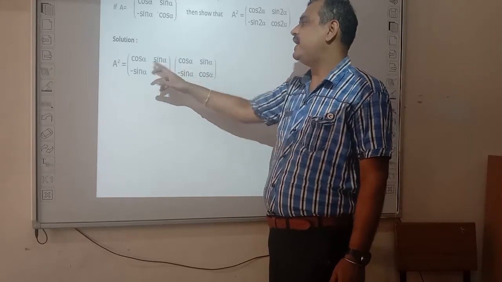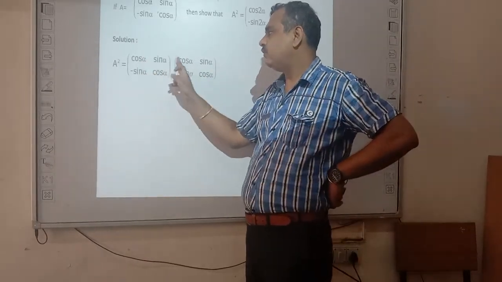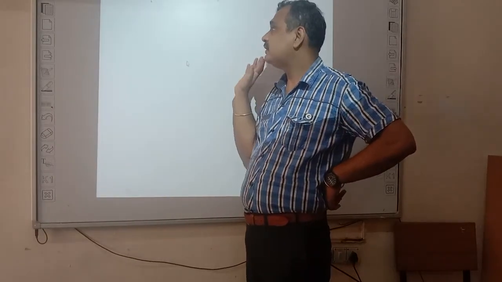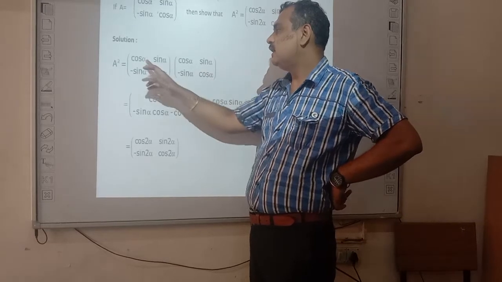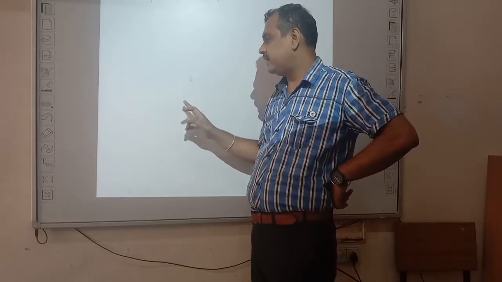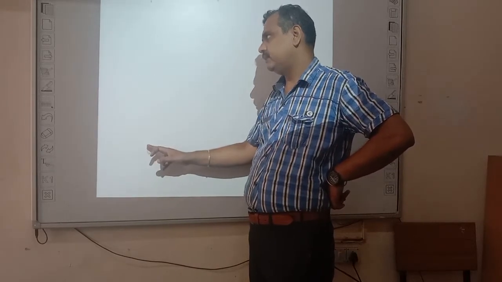Then we have to multiply A with A. And in multiplication, what we have to do is multiply this row with this column. Cos A into cos A is cos square A, minus sin square A with negative sign. Cos square A minus sin square A, we will get cos 2A.